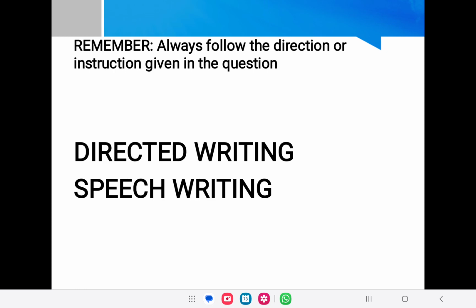So the first thing that you all must remember is that whatever the directed writing task is, whether it's an article, a speech, a report, a letter, formal or informal, or an email, formal or informal, you must keep this in your mind: you have to follow the direction or instruction given in the question. For example, you have in your mind that you have to start your letter with dear sir, but the question tells you to start it with hello sir. So you are not going to write dear sir there, you are going to follow the instruction given in the question. It is a directed writing task, so you have to do as directed.